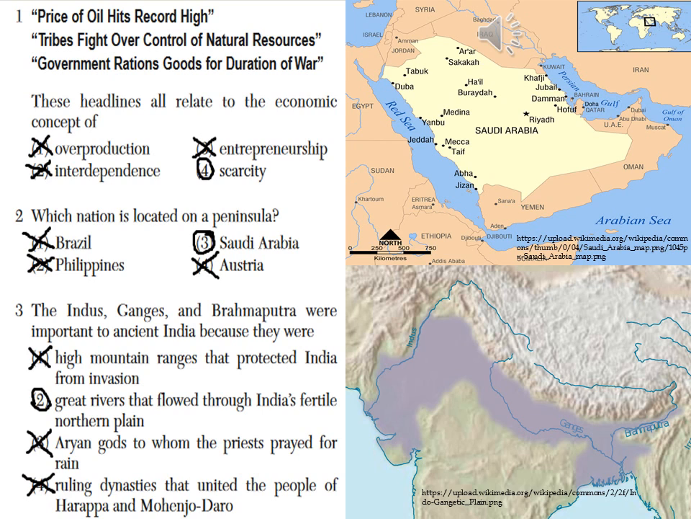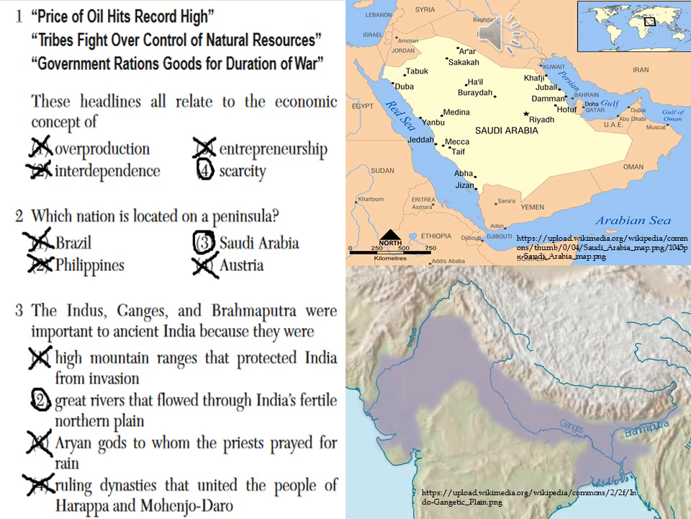Well, think about it. If the price of oil hits record high and tribes fight for control of natural resources, that means you can make a lot of money off of natural resources, off of oil, because it is a natural resource. And tribes fight over control of those natural resources so they could get rich, right? And the third quote says, "Government rations goods," because the only time government is going to ration goods is when it doesn't have a lot of them for the duration of the war, because in times of war, a lot of those goods, the food, has to be sent to the front lines, to soldiers, so they could eat.